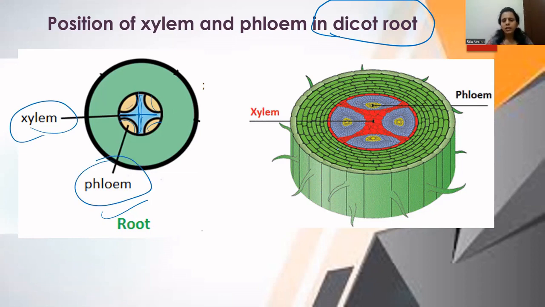Similarly, in the next diagram, you can see in the center these red cells are present in the form of a cross or a plus. These red cells are xylem, and in the four corners, these small yellow cells are phloem tissue. So, xylem and phloem.